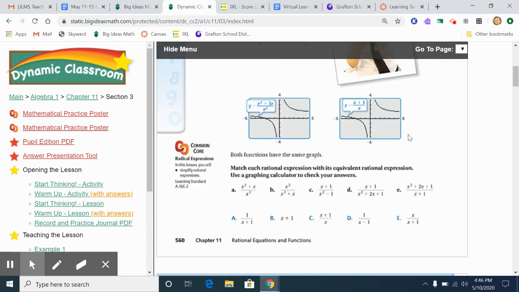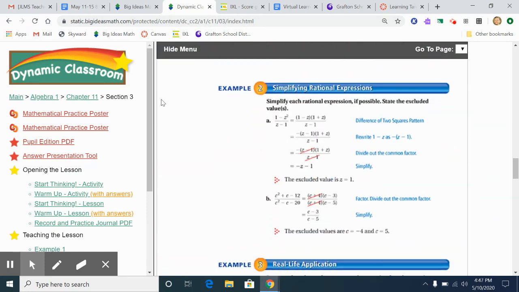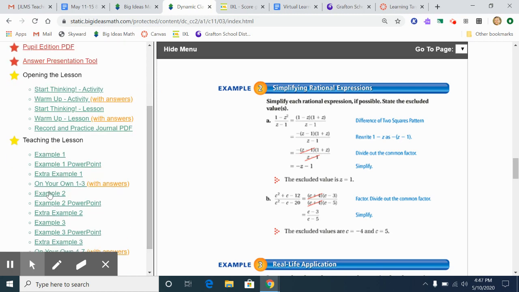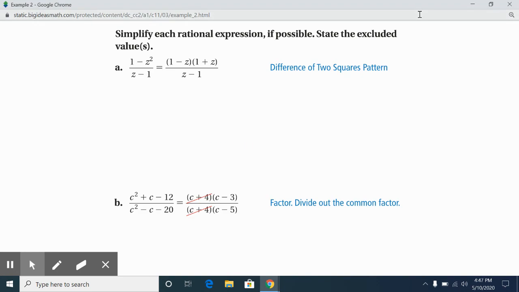Let's try this. So 11.3, we're going to do part 2, where again, we have to factor first before we simplify. What I want to do first is make up my own example. I don't want us to look at these yet because I'm going to cross them out. Don't even look at these yet.